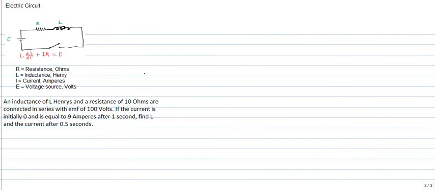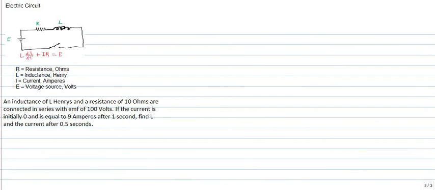Now, in the application of electric circuits for differential equations, we will make use of this equation: L times the time rate of change of the current, di/dt, plus I times R equals E. This di/dt is multiplied by L.